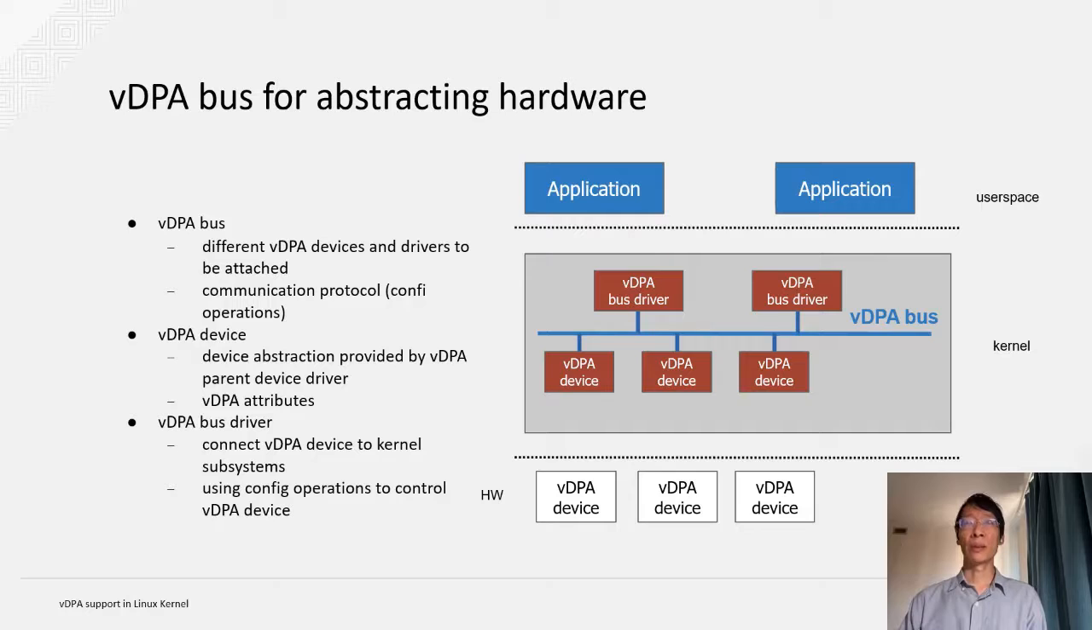So on top of the VDPA bus, several different types of VDPA bus drivers are allowed to be attached. Their task is to connect the VDPA device to the existing kernel subsystems and use the VDPA config operations to talk with the VDPA device. So you can see that from the view of the VDPA bus driver, it can only see the VDPA device and VDPA config operations. All the complexity and difference are hidden via the VDPA device abstraction and bus.